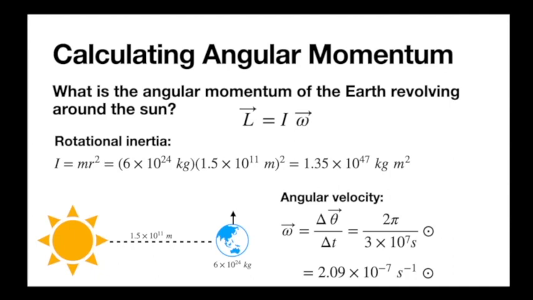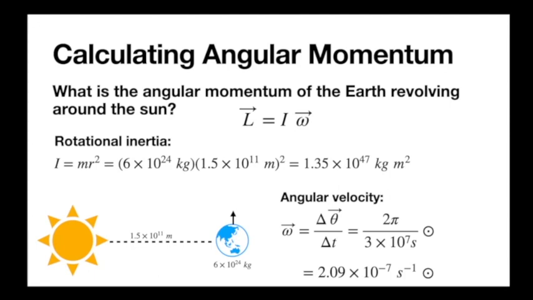Like we said, delta theta, if we pick 2 pi, one complete rotation, that's a good one to pick because we know that takes a year. So I've just converted 365 days to seconds here. I could also just do 2 pi over 1 year, in which case my units would be different. They would be in inverse years, but whatever.